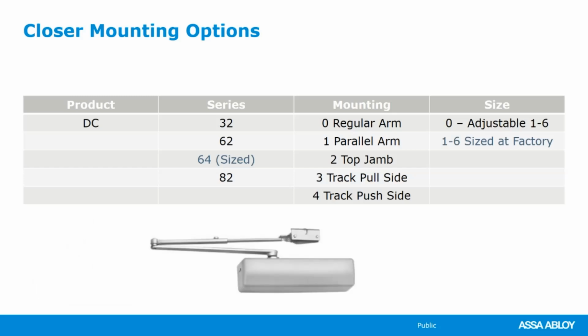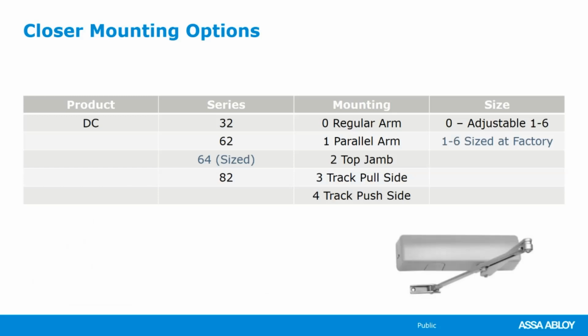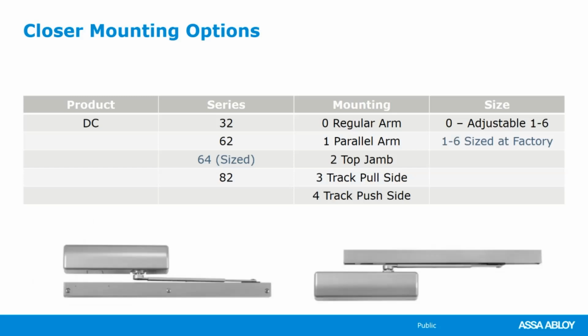There is a 6210. There is a 6220. And there are 8230 and 8240 respectively. So that third digit would tell you the mounting. But if you order from the factory a DC 8210 or a 6210 with our standard arm, it will come tri-pack.